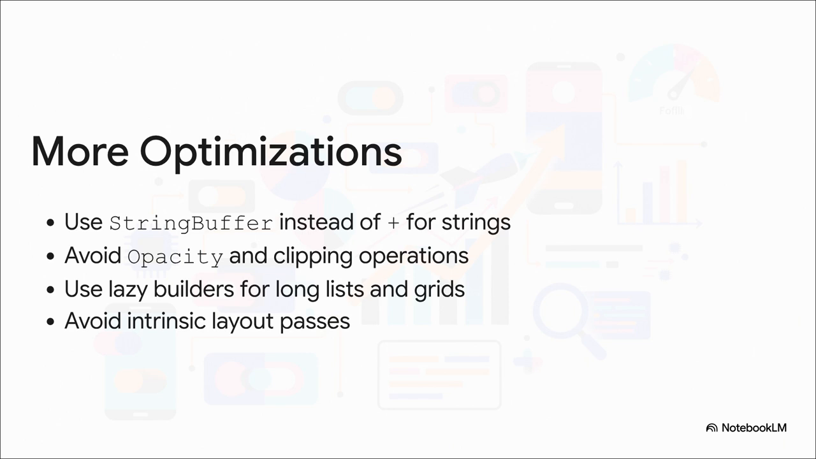Second, try to avoid using the opacity widget or clipping operations when you can honestly just paint a shape with a semi-transparent color instead. And third, when dealing with long lists or grids, always use lazy builders like ListView Builder. Doing this prevents intrinsic passes, which is this incredibly expensive layout process where the framework asks every single unseen cell in a massive list for its size before it even draws the screen. Basically, be lazy. It's great for performance.